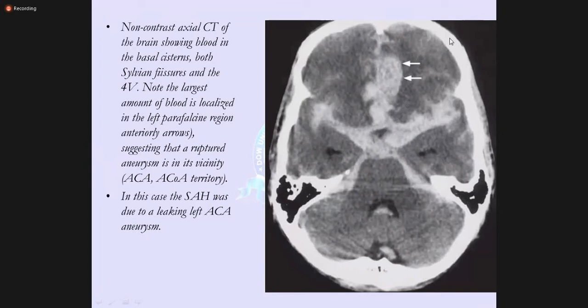Now here comes the knowledge of our anatomy. What normal arterial distribution is here? Either it could be a ruptured aneurysm from the ACA or the anterior communicating artery. So it turns out to be a leaking aneurysm from the left ACA.